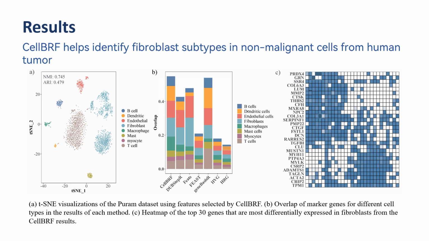To test the ability to identify cell subtype marker genes, we analyze the expression of CellBRF selected genes in fibroblasts. Interestingly, we find classical markers of myofibroblasts and cancer-associated fibroblasts, including ACTA2, CTGF, and MMP2, in the feature selection results of CellBRF, illustrating the ability of our method to identify cell subtypes.